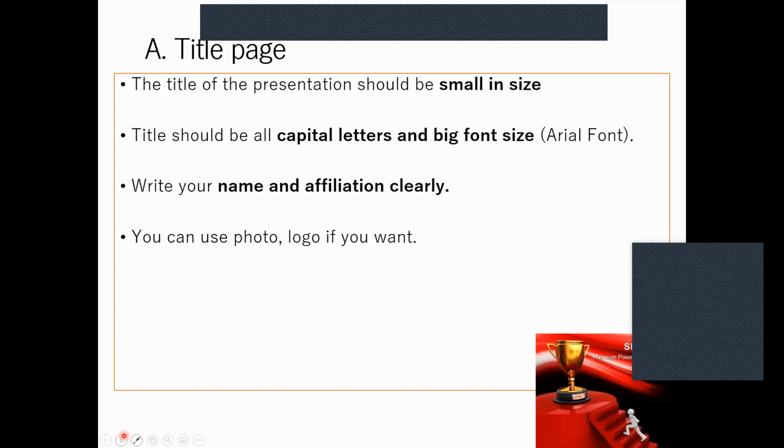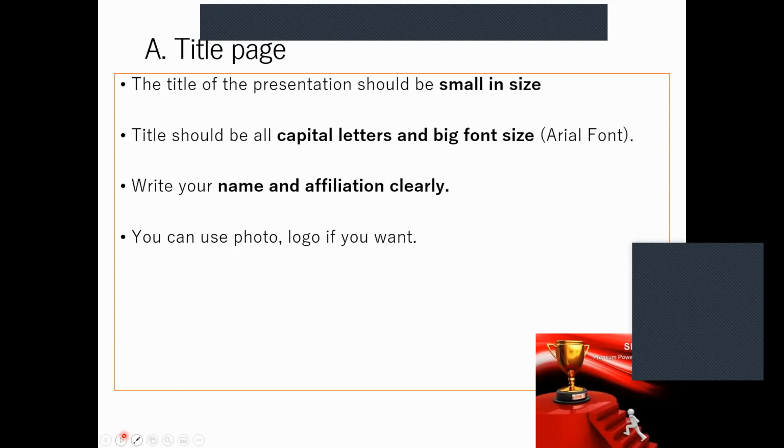Then write your name and affiliation clearly. So your name and where you belong to, that is called affiliation. So for example, your name is ABC and I am from OIU University, for example. So this is the name and affiliation. So you have to write your full name. If it is in English, Romaji, or if it's Japanese, you have to write in that way clearly.